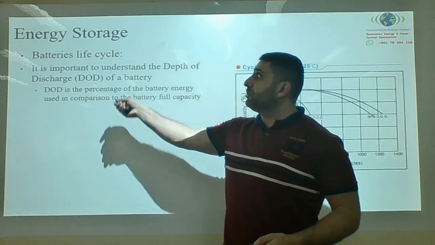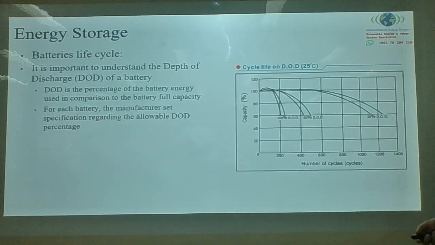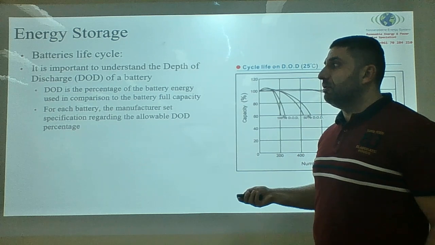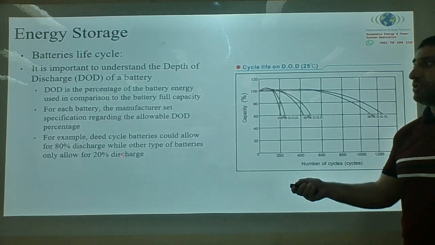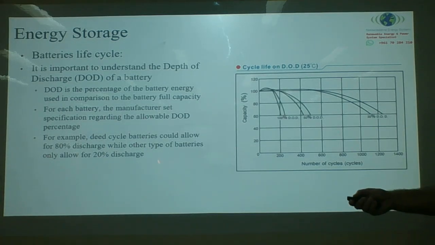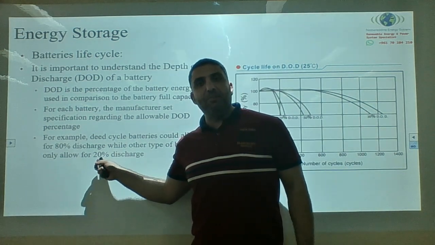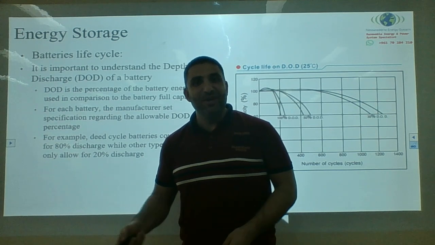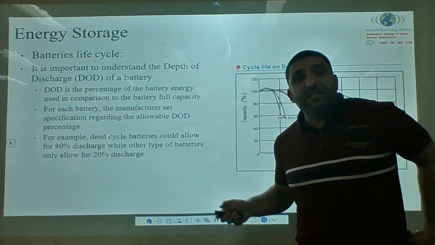How will this help you to determine the battery life? For each battery, the allowable maximum DOD is provided to you. For example, a deep cycle battery could allow up to 80% discharge, while another type of battery 20%. For example, car batteries, most likely they put it at 20% because it's only for ignition and then you charge it. So it depends on your battery. You need to read the data sheet. You need to understand how to read the data sheet.